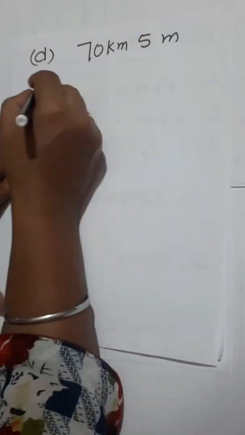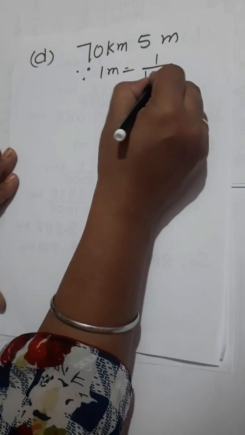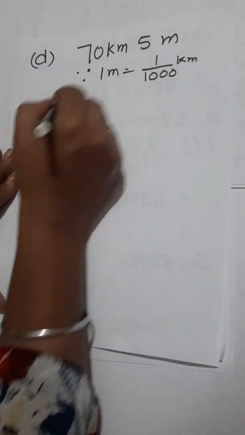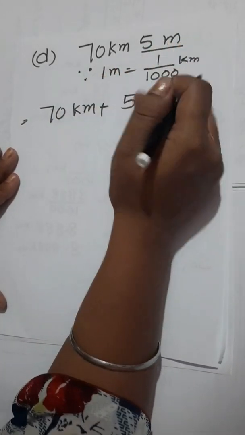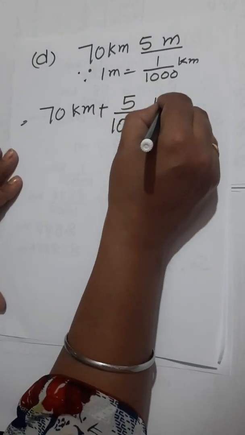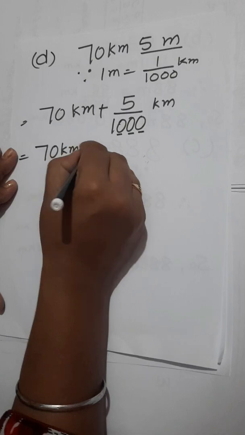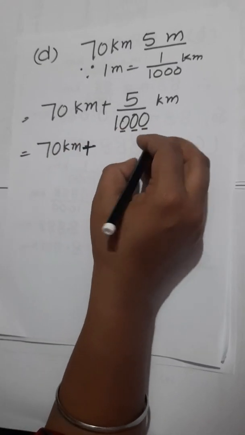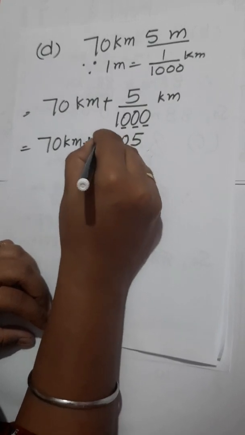D part is 70 kilometer 5 meter. Now you have to write, since 1 meter is equal to 1 upon 1000 kilometer. So I will write this 70 kilometer as it is plus 5 meter. When you express meter into kilometer, just divide the given number by 1000. So here we have 70 kilometer. Now in this we have 3 digits, 3 zeros. So here I will write 5. Then this is first digit, second, third, then put decimal.